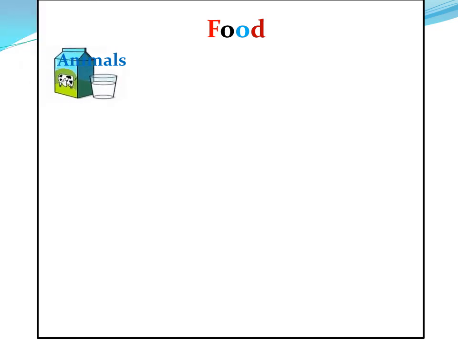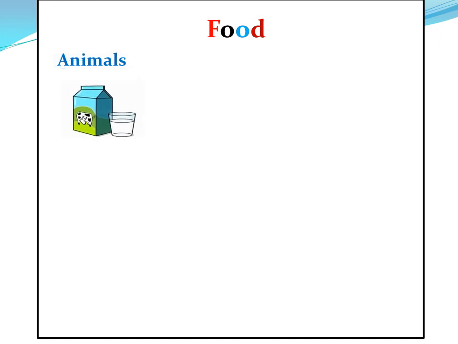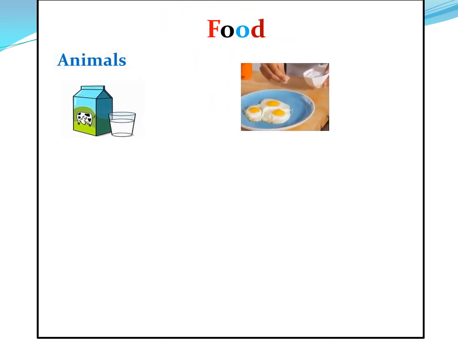So here you are going to need a paper. The first thing you are going to do is to write the title of our collage, which is food, F-O-O-D. Then you are going to write animals. We are going to start with foods that come from animals.